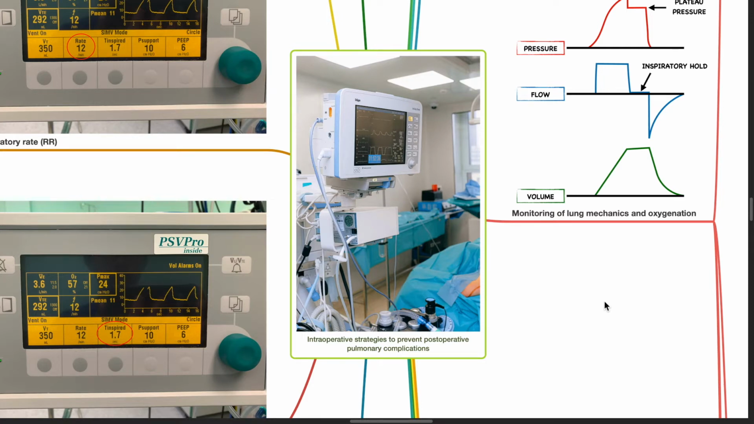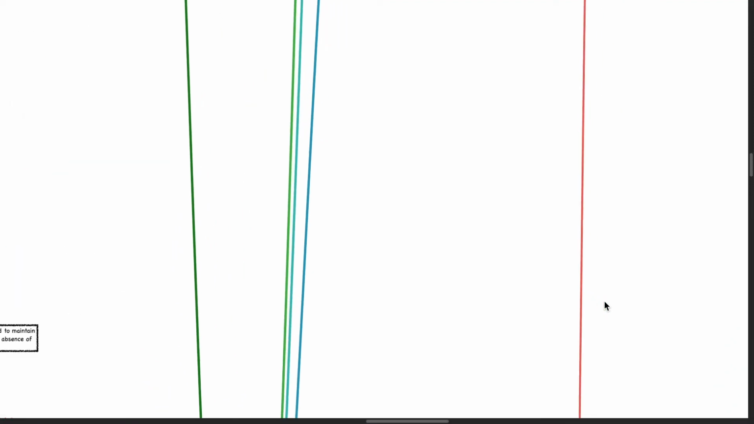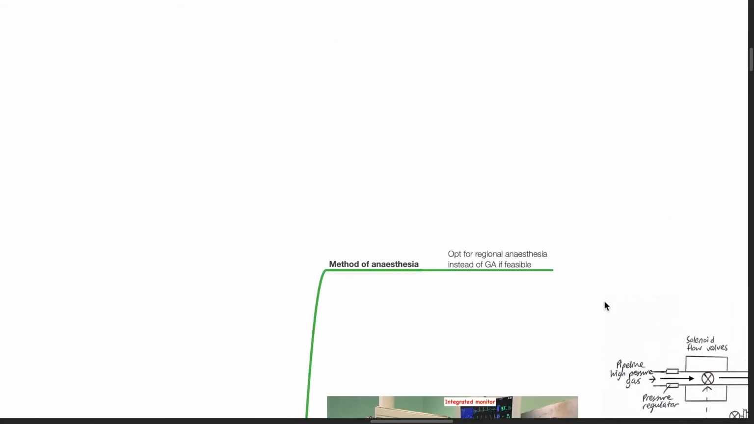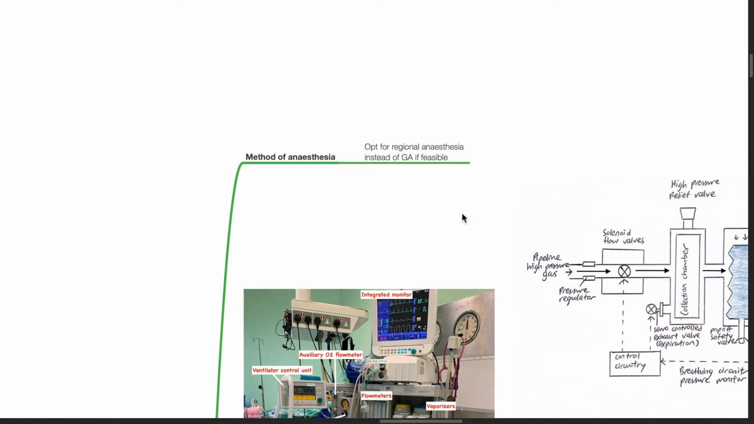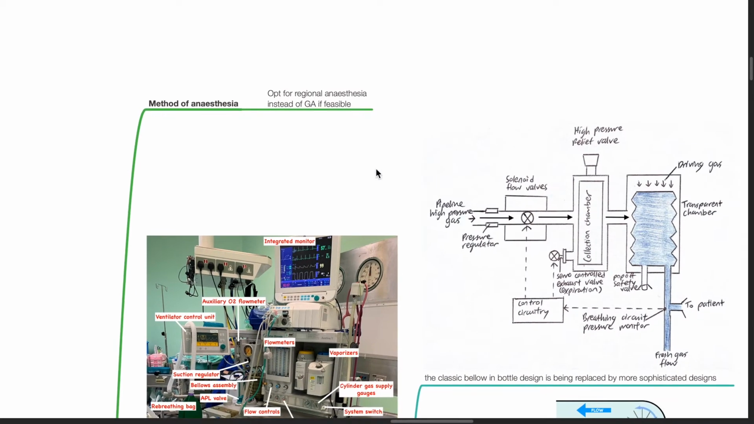Today we'll be discussing intraoperative strategies to prevent postoperative pulmonary complications. Method of anesthesia. Opt for regional anesthesia instead of general anesthesia whenever feasible.